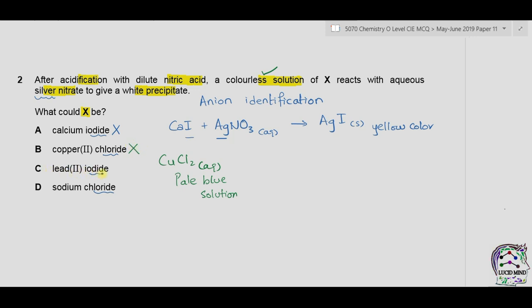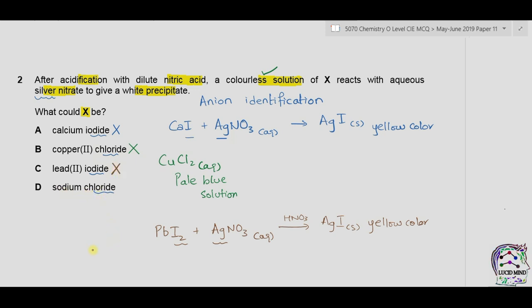C is lead 2 iodide. The formula is PbI2. It can react with silver nitrate in the presence of nitric acid to form silver iodide. Again, silver iodide precipitate is solid and it is yellow in color. So C is also incorrect.